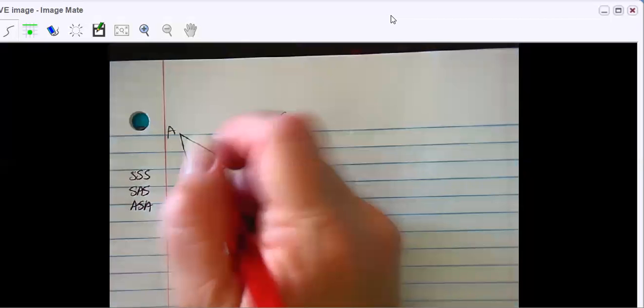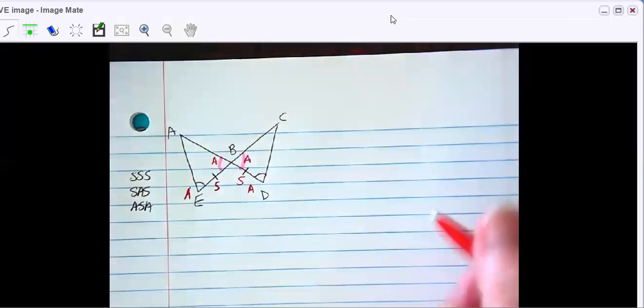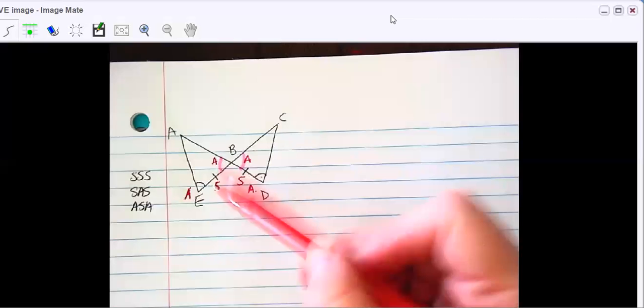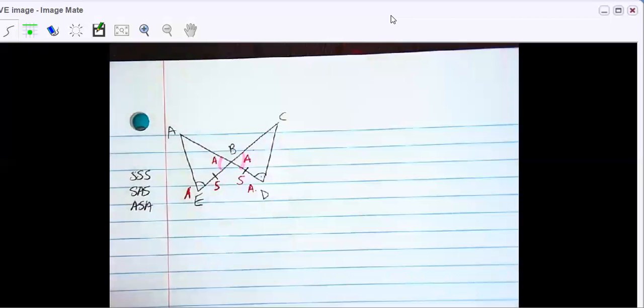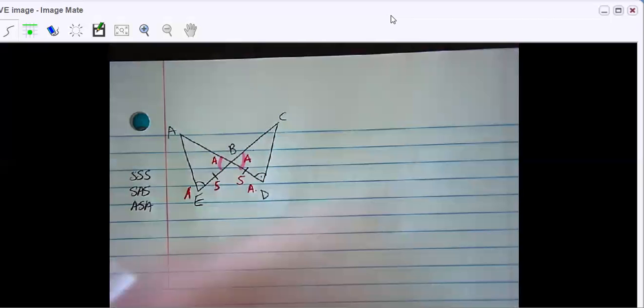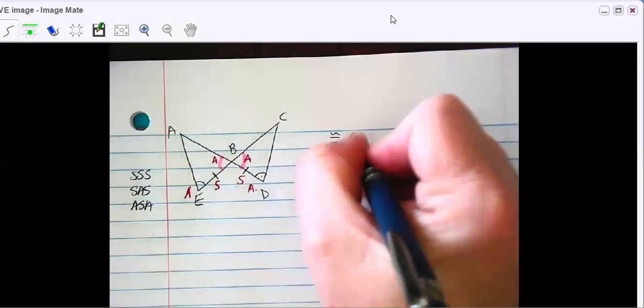So now I have an angle and an angle. I'm going to notice that these are consecutive. An angle, the very next side, the very next angle. Angle, the very next side, the very next angle. So they match. The two triangles match independently. So this would be congruent by angle, side, angle.